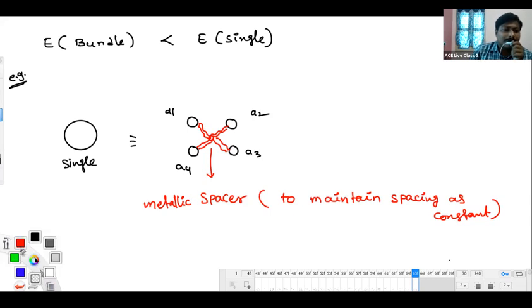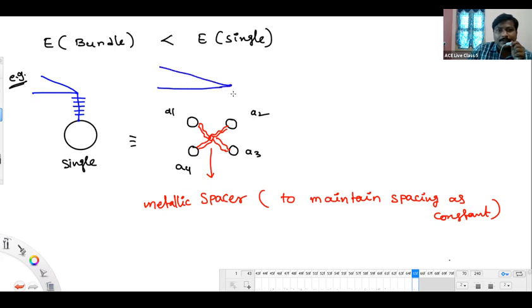Now, to run this single conductor on the tower, I might have a cross arm, something like this, with an insulator kept in this manner. Whereas to run this bundle, is one insulator sufficient, or do we have to go with a number of insulators? Let us say I am using 2 insulators. This is the first insulator, and this is the second insulator. To hold the complete bundle, I am keeping 2 insulators.